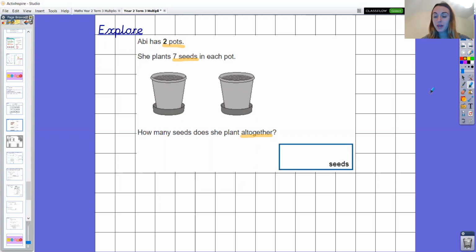Please pause the video here, Year 2, and talk about this question. Have a go drawing an array either in your book or on your whiteboard to solve this question to find how many seeds Abby has altogether.